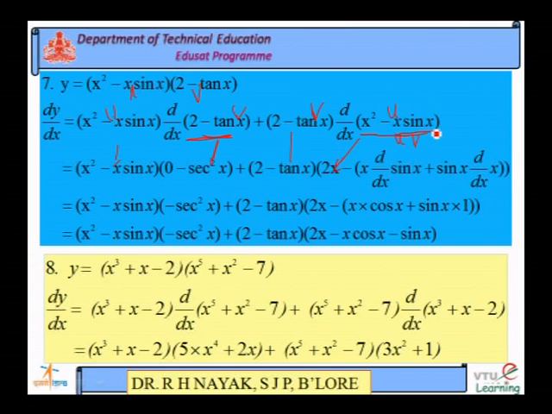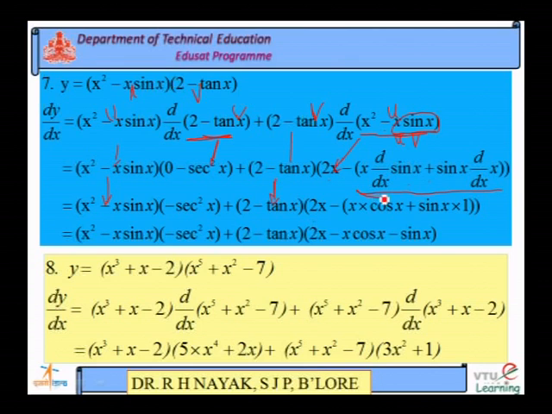This is differentiated using the product rule. x sin x is differentiated using the product rule: x into differentiation of sin x plus sin x into differentiation of x. It has a minus sign, therefore I have written the product rule in brackets. Then x square minus x sin x is taken as it is, 0 is left, minus secant square x plus 2, minus tan x is taken as it is, 2x is taken as it is.